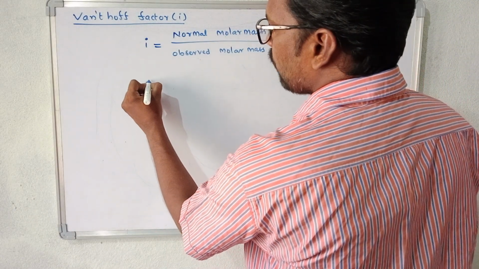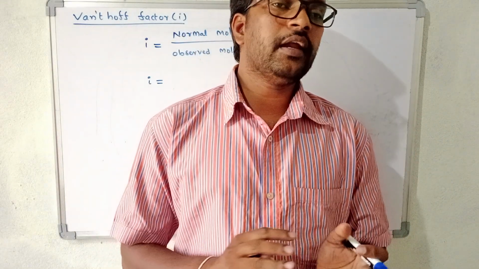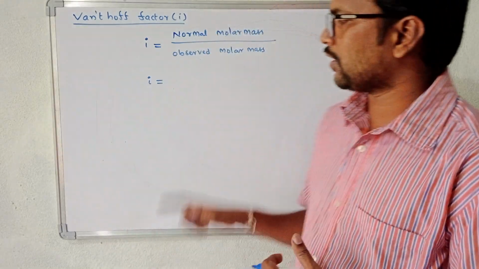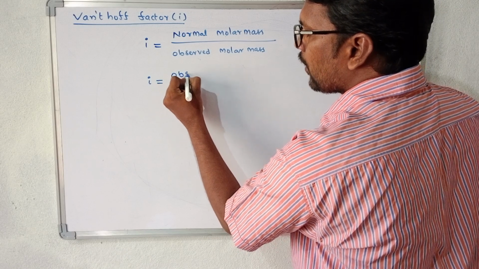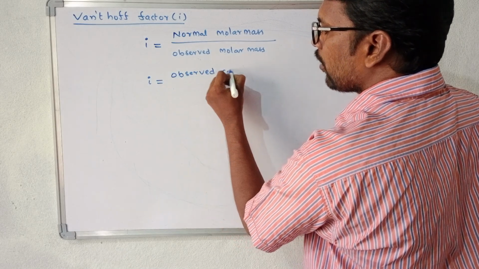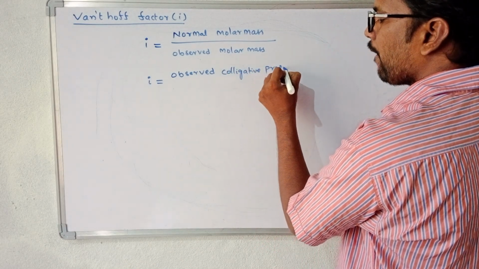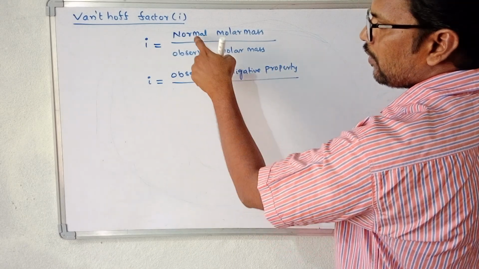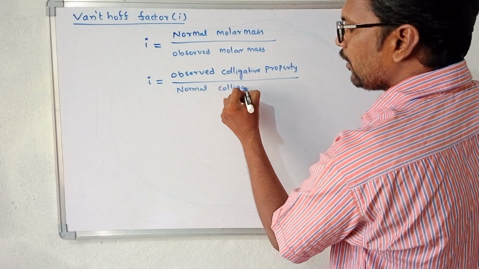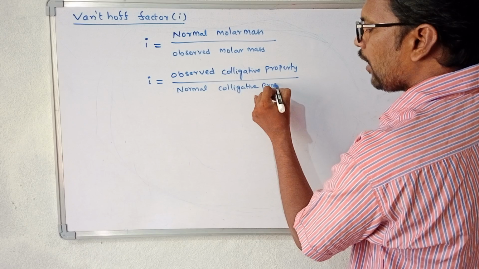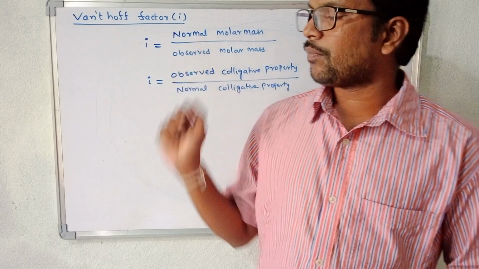If we write this Van't Hoff factor in terms of colligative property, the relation between molecular weight and colligative property is that the two are inversely proportional. That's why these two can be reversed in the case of colligative property. So in terms of colligative property, i is equal to observed colligative property in the numerator, by normal colligative property in the denominator. If colligative property values are given and we want to find the i value, it is observed by normal, and in terms of molecular weight we take normal by observed.